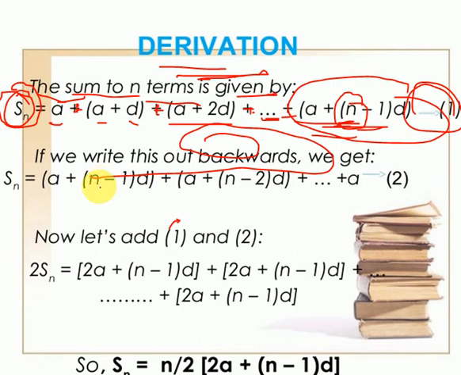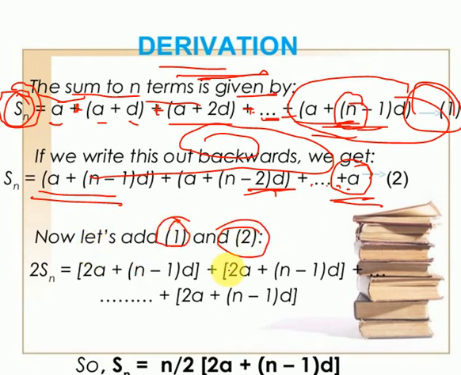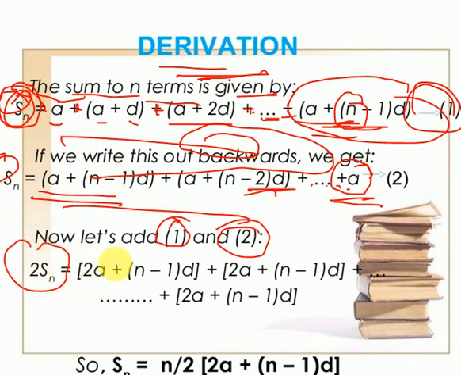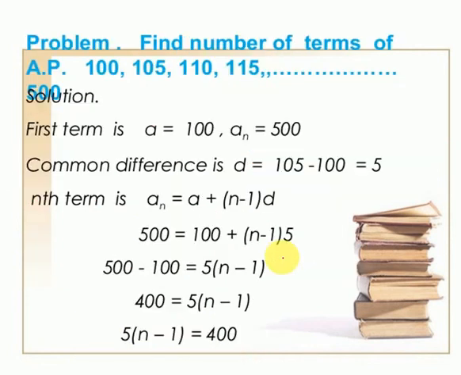Now I will write in backward direction. So how will it be? A plus n minus 1 d will be first, then a plus n minus 2 d, and then going on up to the first term, right? This is the second equation. Now we have to add the first and the second equation. So Sn and Sn will be 2Sn, right? And after adding these, you will get Sn is equal to n upon 2 into 2a plus n minus 1 d. So this is a derivation that can also come.